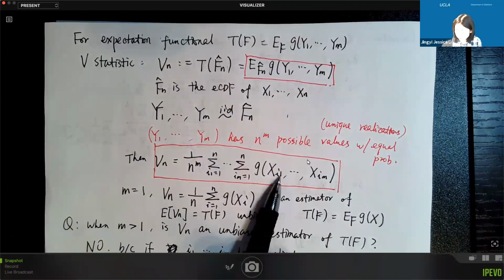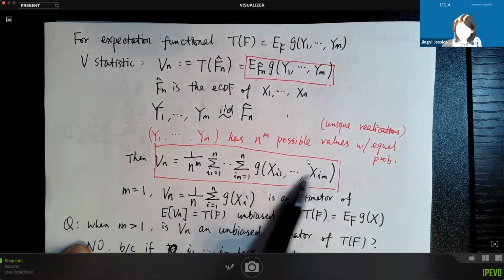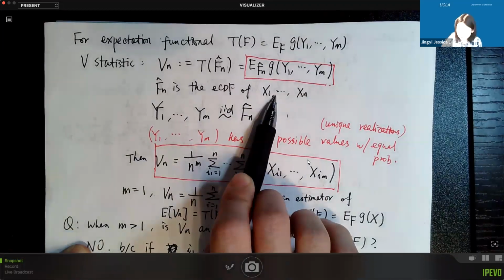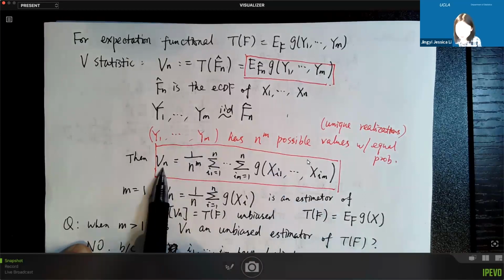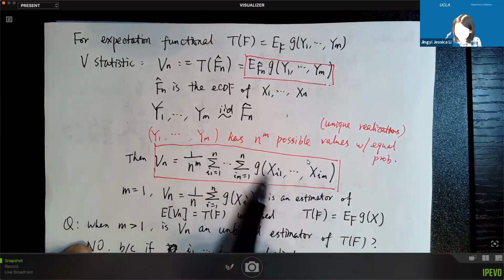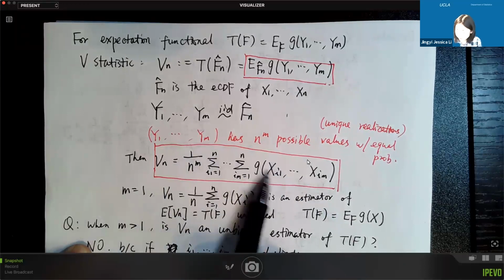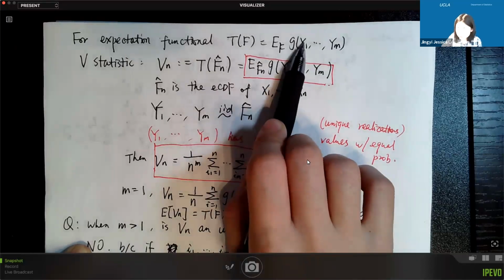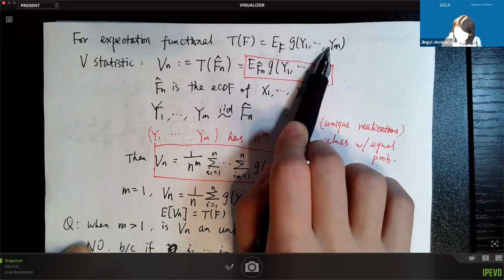One thing we need to consider is that given this definition of V_n, it's possible that some of the x_i1 to x_im may coincide; they may be sampled from the same x_i. When that happens, we have an issue with the expectation of V_n, because if two arguments are equal to each other, that entry's expectation will not be unbiased. Unbiasedness requires y1 to ym to be IID, so they must be independent. So how do we deal with that?